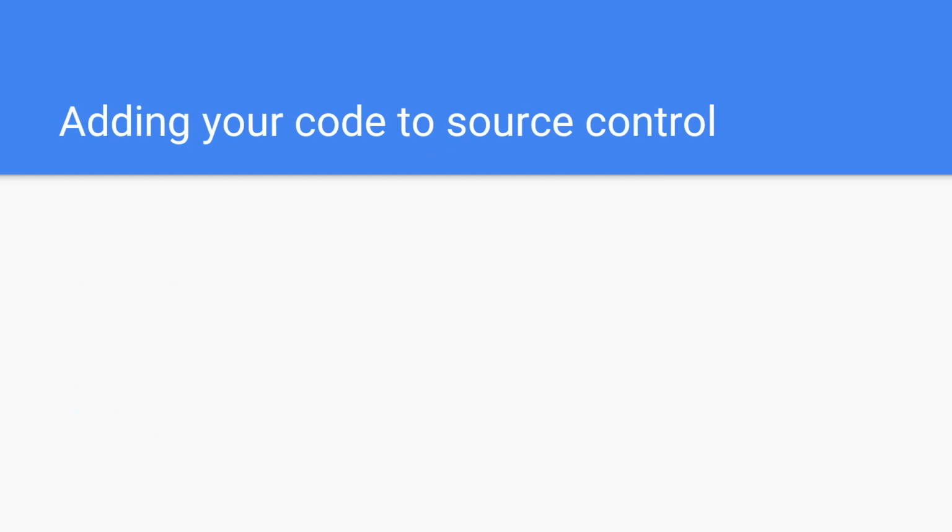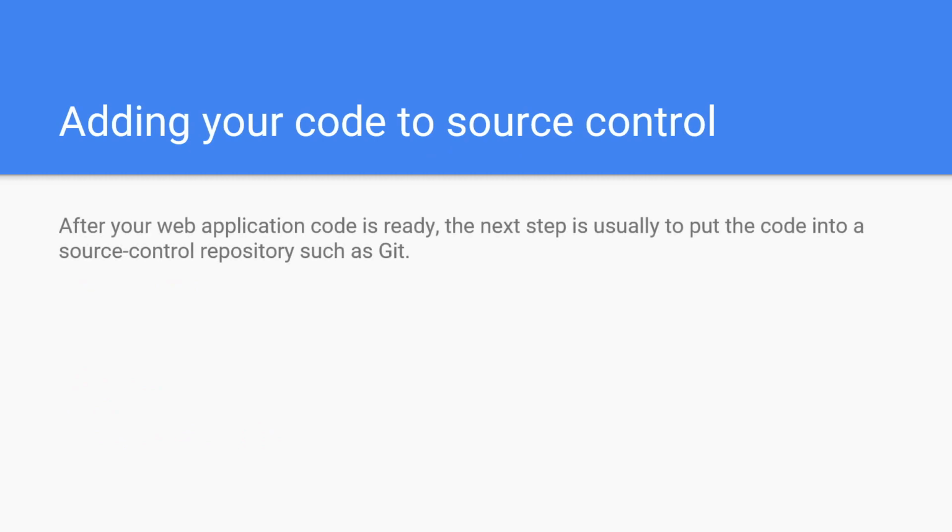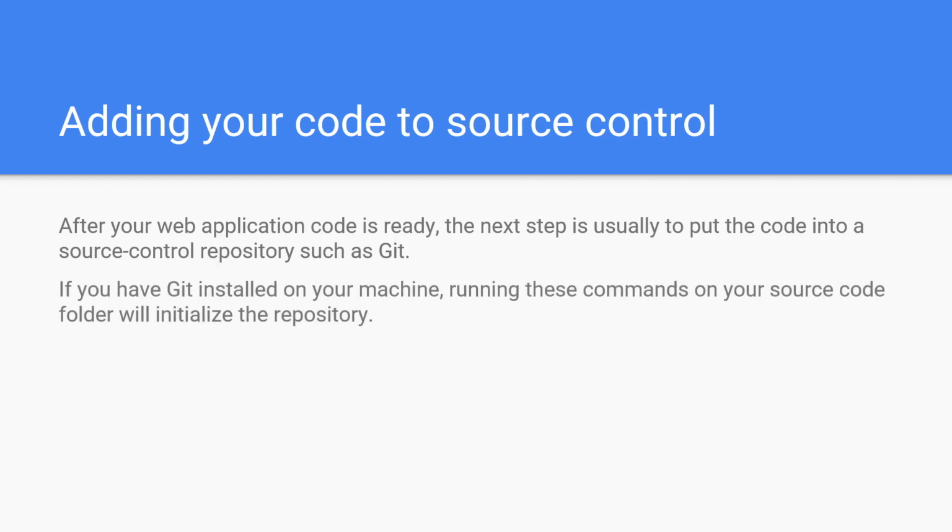Adding your code to source control. After your application code is ready, the next step is usually to put the code into a source control repository such as Git. If you have Git installed on your machine, running these commands in your source code folder will initialize the repository: git init, git add ., which means add everything, and git commit -m "initial commit", which means message. This will be committed on the local Git repository that you have initialized.